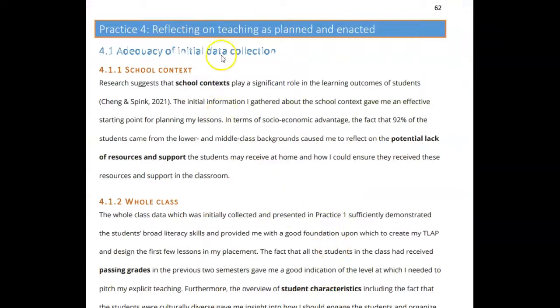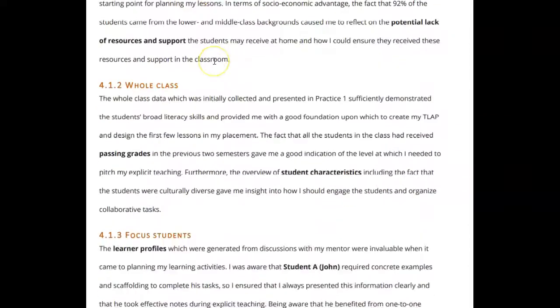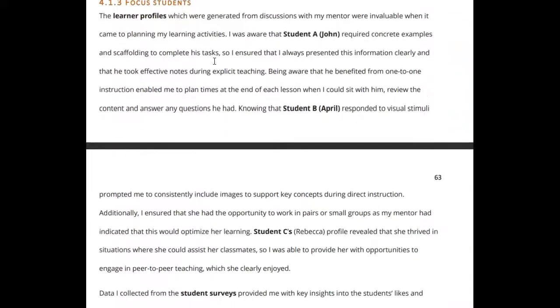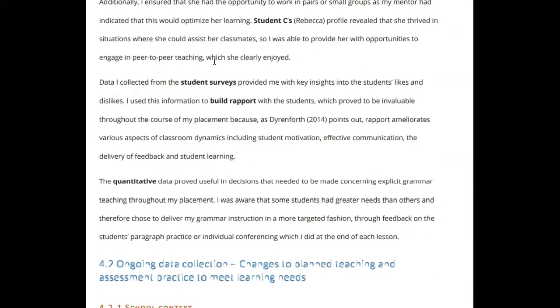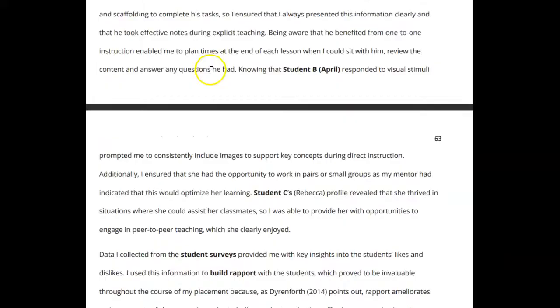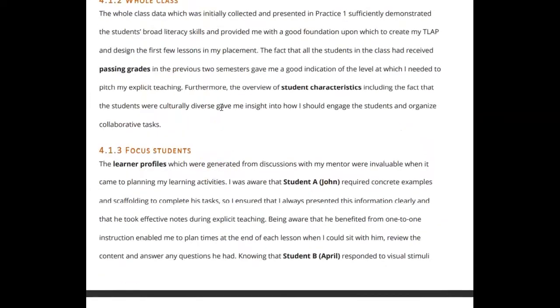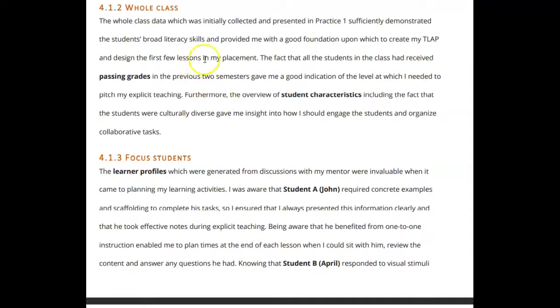So, adequacy of additional data: whole class, learn, focus students, etc. I don't just want to see it's listed, because I've already got that. I want to know whether it was any good. Was it the scope and sufficiency? So I'm looking for that language.